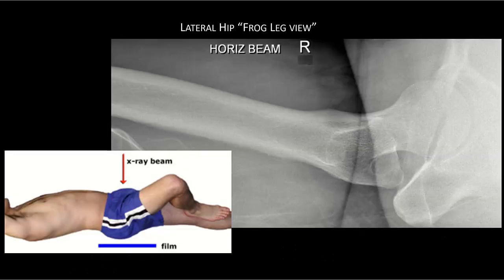Finally, the frog leg view, with the hip in flexion, abduction, and external rotation. Its position may be difficult for patients, especially trauma patients, to do. This view is used primarily for the pediatric or adolescent population to assess for slipped capital femoral epiphyses, where there's a displacement affecting the epiphyseal plates. This occurs most commonly during the rapid growth phases, ages 12 to 16 in boys or 10 to 14 in girls, with obese males at the greatest risk.